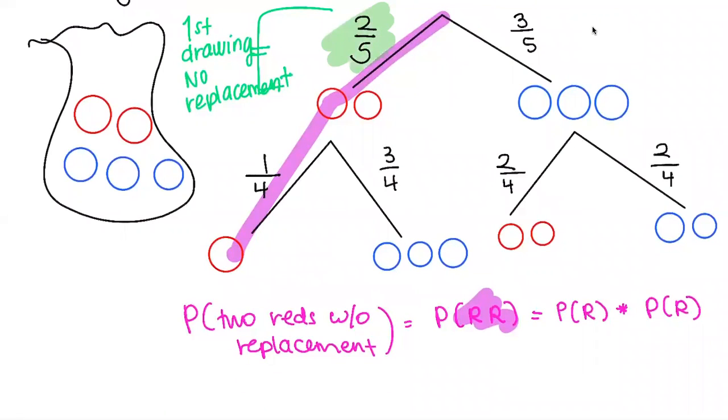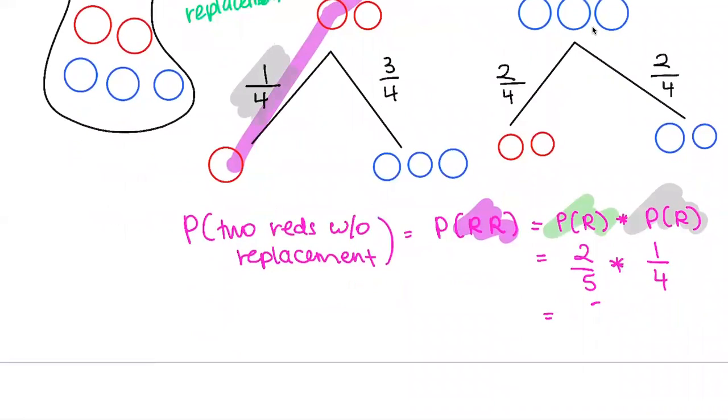Red in the first case is 2/5. Red in the second case is 1/4, because I'm holding that first red ball in my hand. I'm saying you can't have it, you can't have it. It wasn't an option when I was doing my second drawing. So the probability of red, red without replacement is 2/20. Wait, what happened? What's going on here? Why is it only 20?